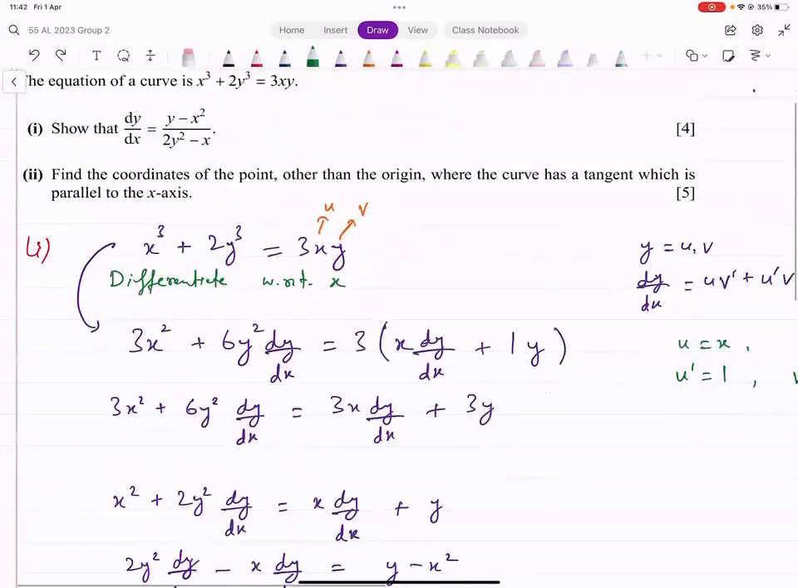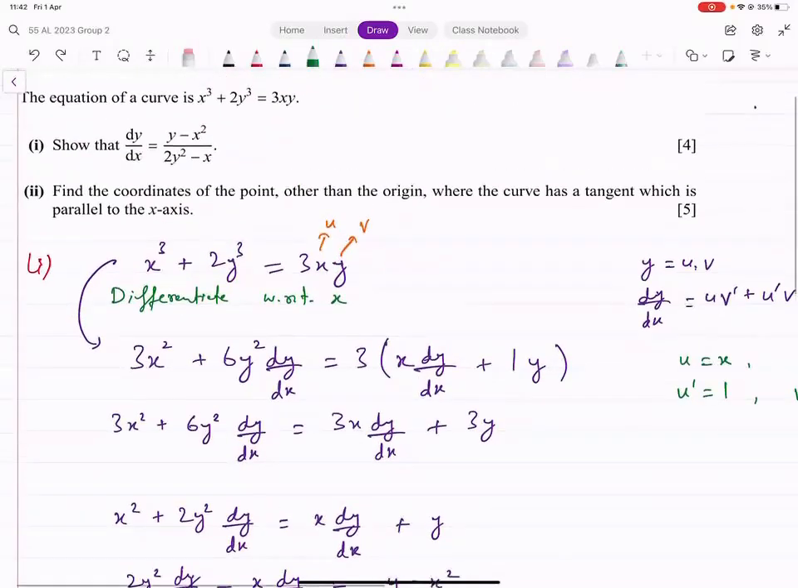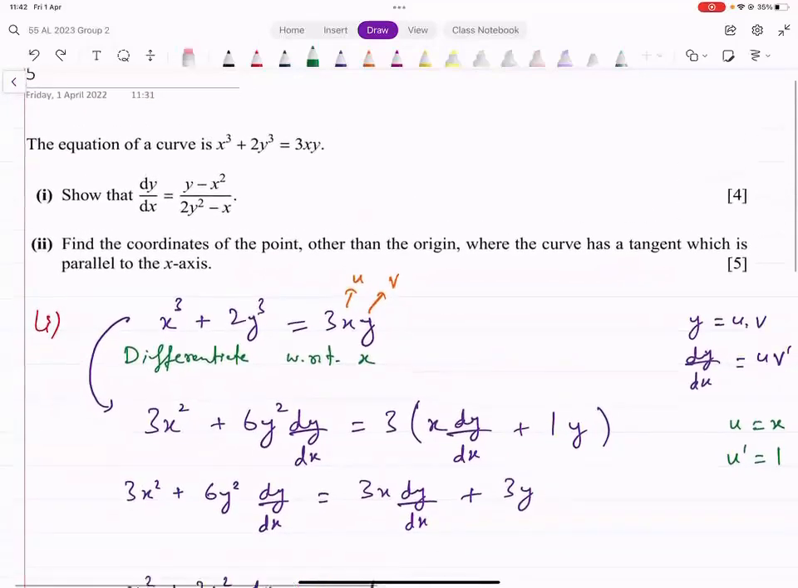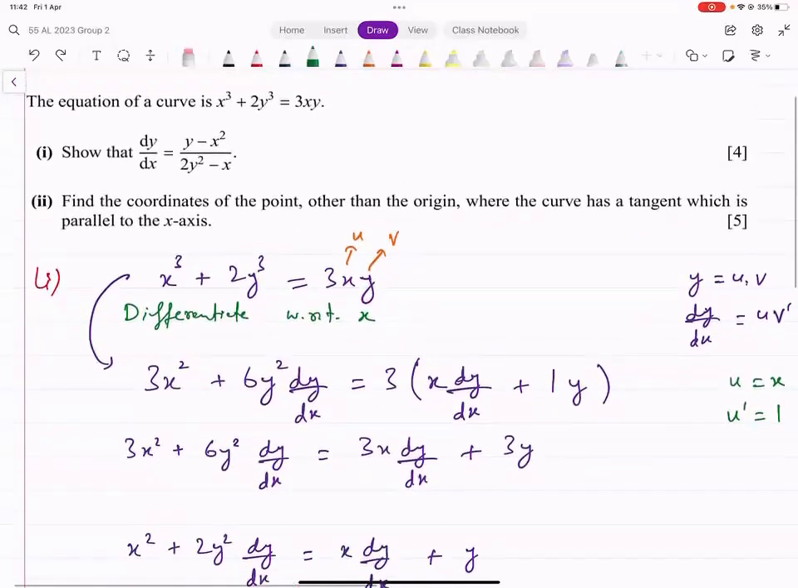ठीक है, इसका second part आप देख लें. इसमें क्या है, find the coordinates of the point other than the origin where the curve has a tangent which is parallel to the x-axis. What does that mean? Take a minute to just read that statement. Gradient is 0, or you can say a stationary point here. So we are looking for the point where the curve has a tangent which is parallel to the x-axis.